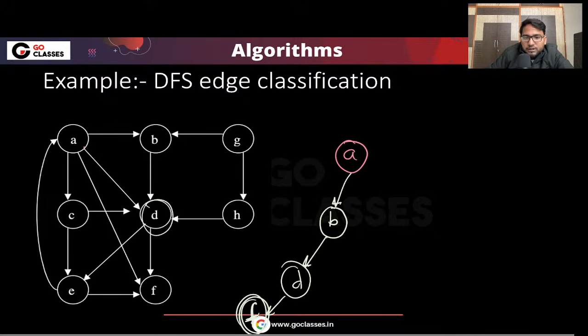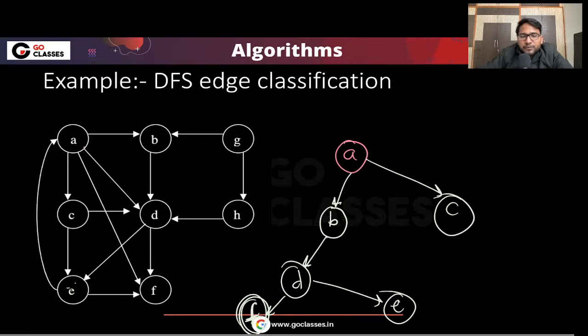Are there other options? Yes, you can go to E, right? Then you will backtrack to D. Are there other options? No, right? A is done, B is done, D is done, E, F. Okay, at D there is no other option. You will backtrack at B. There is no other option. You will backtrack, I think, at A, right? So now from this A you will go to C.